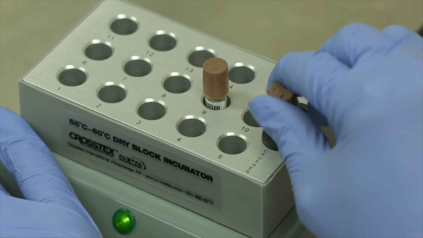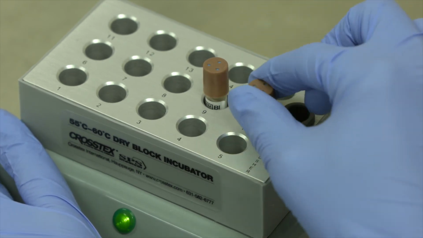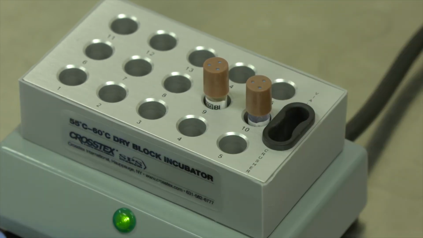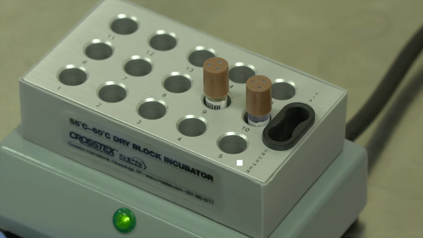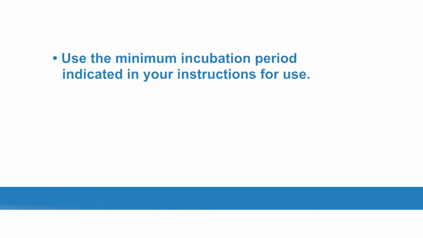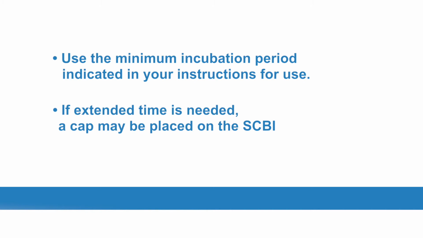Place the processed SCBIs that have been activated along with the activated control vial into incubation. In this demonstration, the SCBIs are being incubated in a dry heat style incubator. Convection style incubators set to the appropriate growth temperature may also be used. Incubate the SCBIs for the minimum incubation period outlined on the instructions for use. If extended incubation is required, please note that a cap may be placed onto the individual SCBIs to aid in slowing the media evaporation rate.